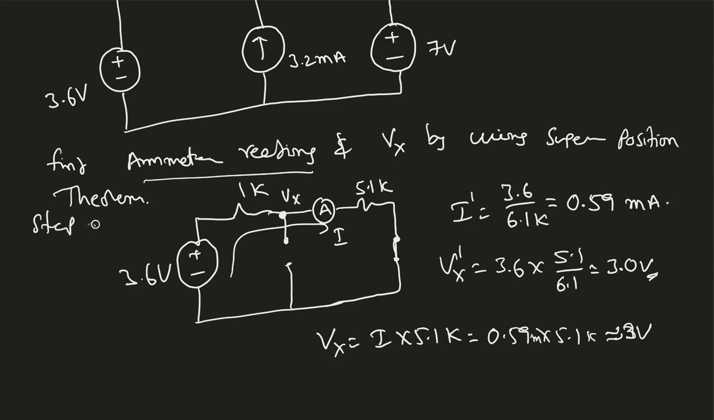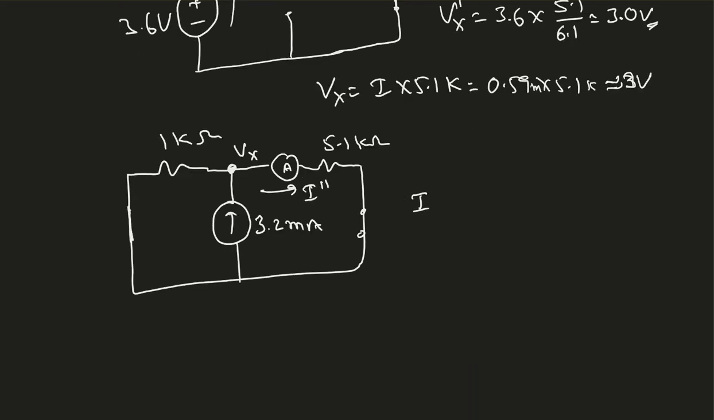In step 2, I'm going to use the second source. Here the voltage source is short circuited. I'm going to call this current I double prime, and I can use the current division rule. These two resistors are in parallel, so the 3.2 milliampere total current is going to divide as I1 and I double prime. So I double prime equals the total current multiplied by the opposite resistance over the total resistance.